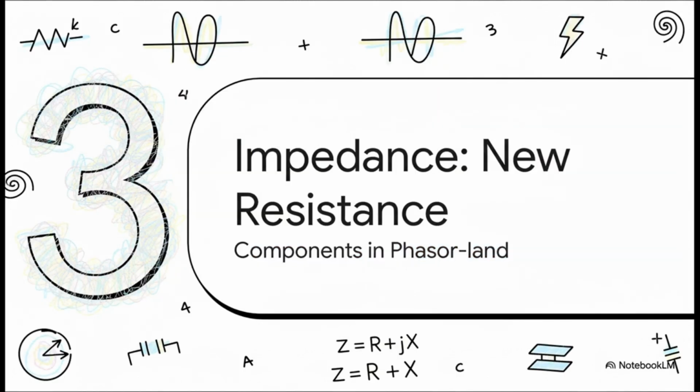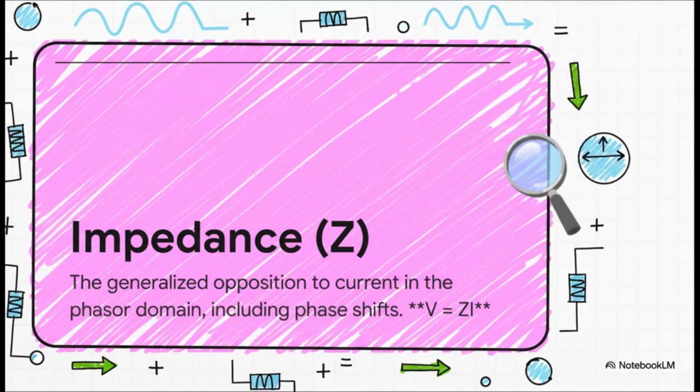Okay, so that's great for the signal itself. We've got our shortcut. But what about the stuff in the circuit? You know, the resistors, capacitors, and inductors. How do they act in this new phasor world? Well, it turns out they get their own special translation too. And that brings us to a new concept called impedance.